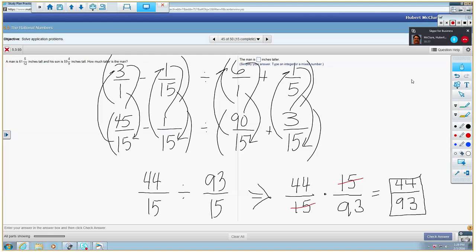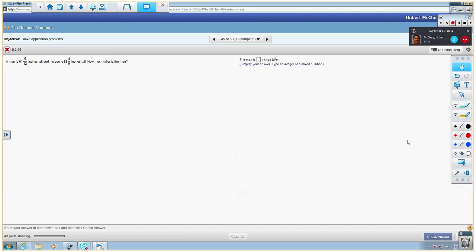Oh my, word problem. Will you have these on the test? Yeah, about 5,000. But look at it. Is it hard? No. It says a man is 61 and 5/12 inches tall, and his son is blah, blah, blah. How much taller? When you see the word taller, anything with an ER on it, what are you going to use? Subtraction. You're going to subtract the smallest number from the biggest number. Shorter. How much shorter? How much taller? How much heavier? How much lighter? Anytime you got an ER, that means you're going to subtract.